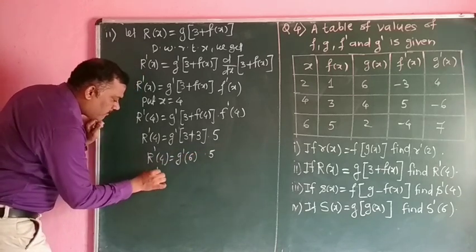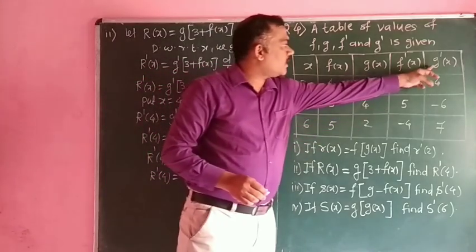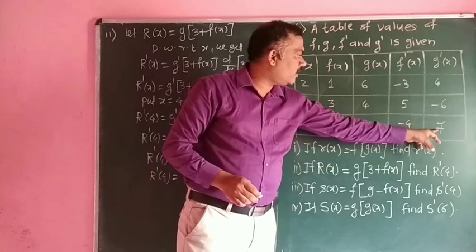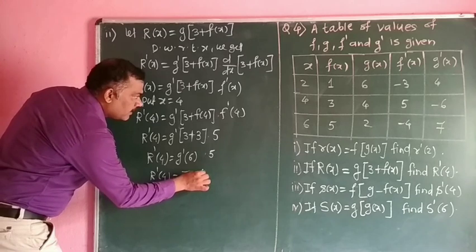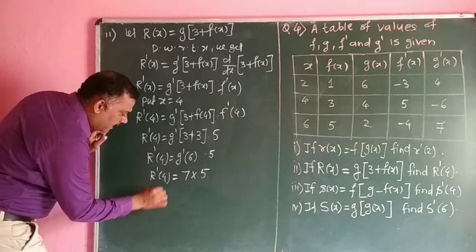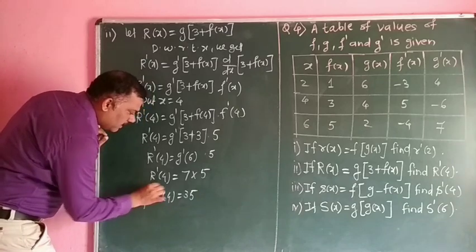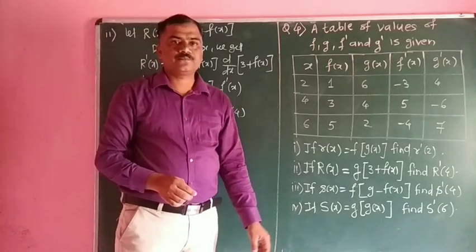That is R dash of 4 is equal to g dash of 6. We are given the values of g dash of x. For x is equal to 6, the value is 7. That is 7 into 5. So R dash of 4 is equal to 35, which is the required answer. We discuss the third one.